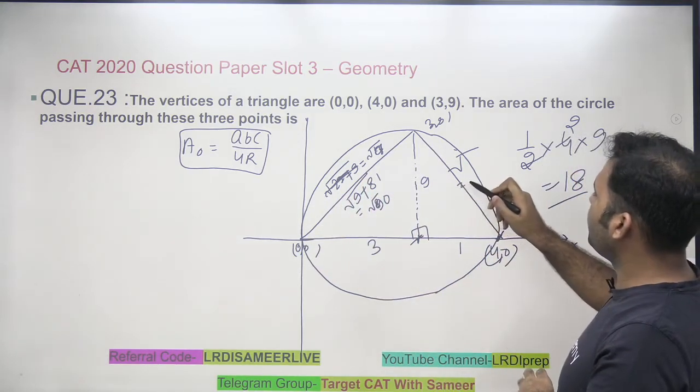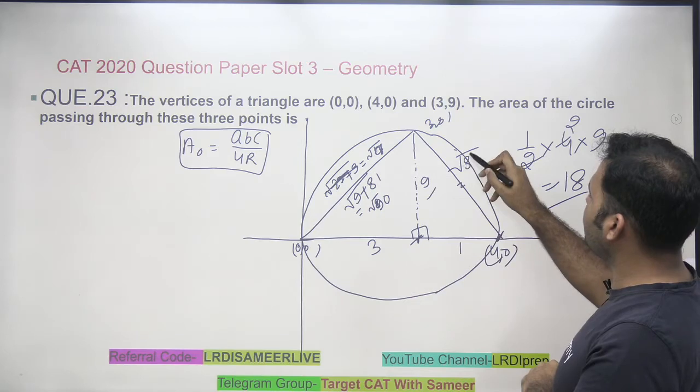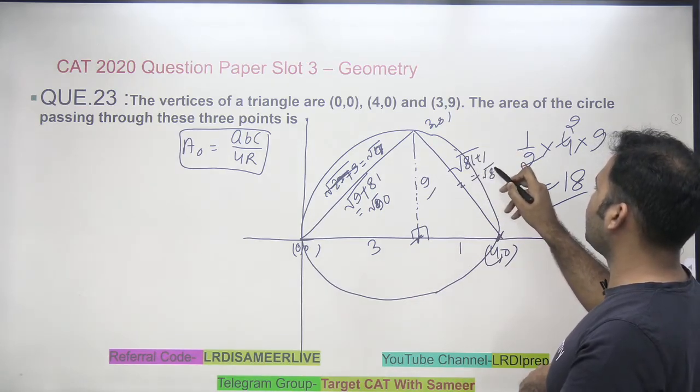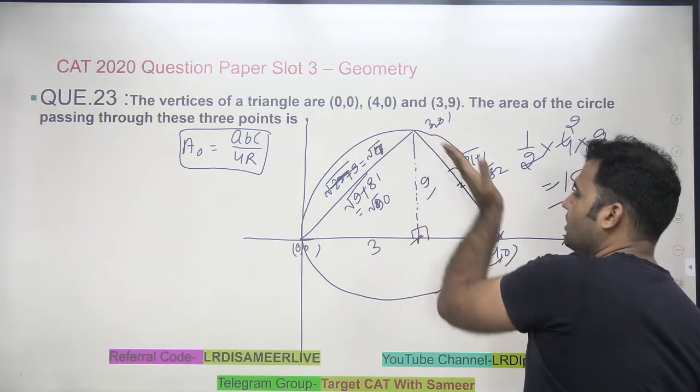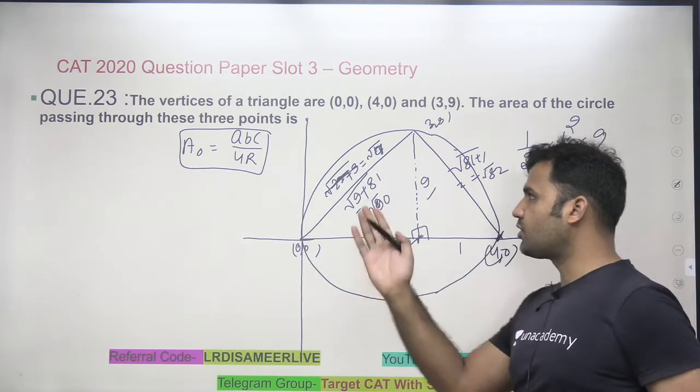And this is also the hypotenuse, so apply the Pythagoras theorem here. This is 81 plus 1, that is root 82. Now you got the length of this side, you got the length of this side, you got the length of this side as 4. Just put it and you get the radius.